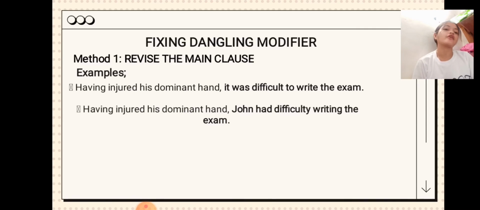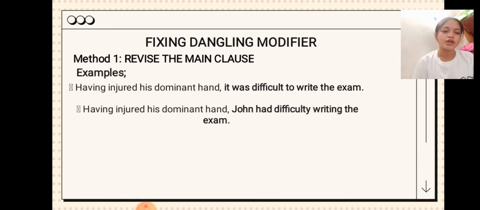First, we have the example of a dangling modifier. Having injured his dominant hand, it was difficult to write the exam. The question is, whose hand has been injured? Basically we don't know who is the doer of the action, so that's an example of a dangling modifier. To fix this, we will revise the main clause, which is: it was difficult to write the exam.